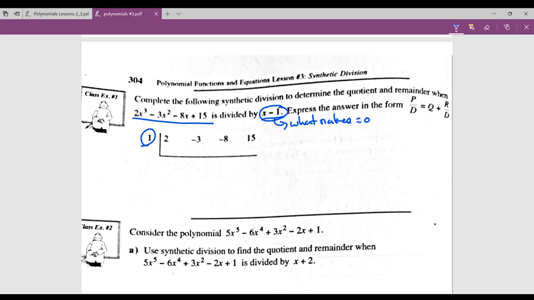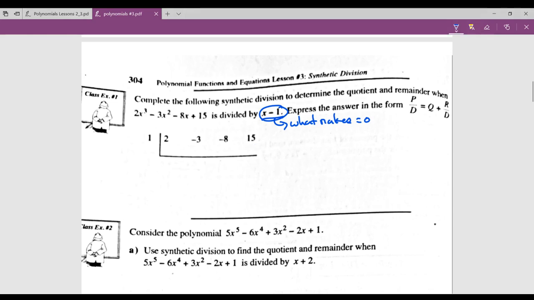The numbers inside, and it's not a regular division sign, it's this little bracket here, are just the coefficients. 2, negative 3, negative 8, 15. You always take the sign that is in front of the terms. Okay?